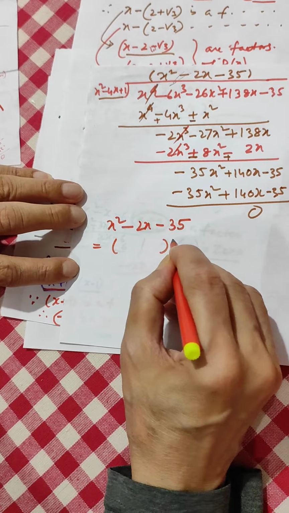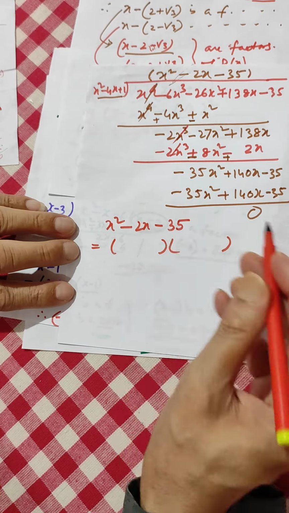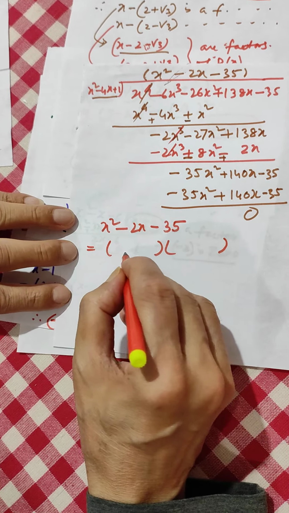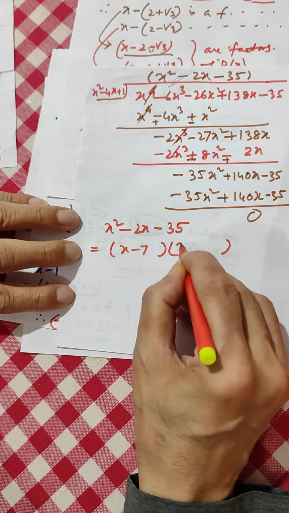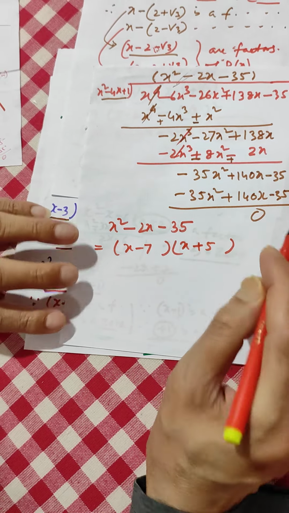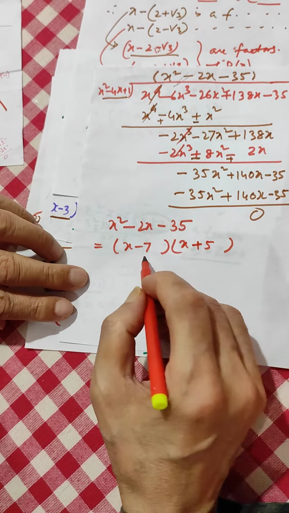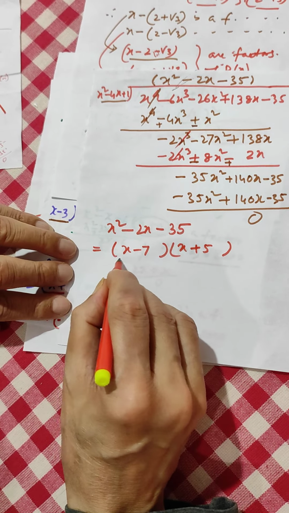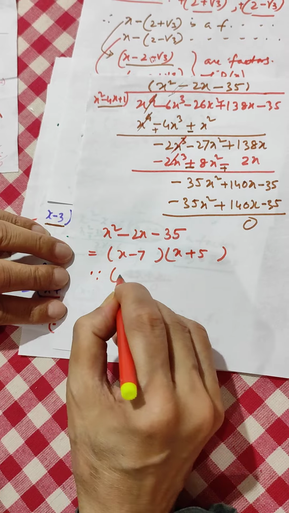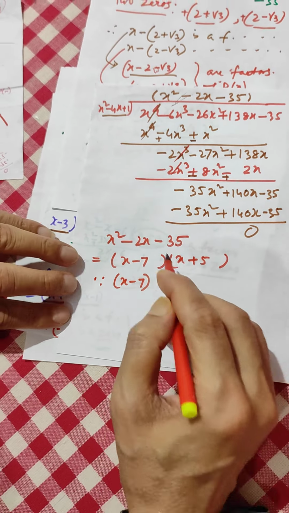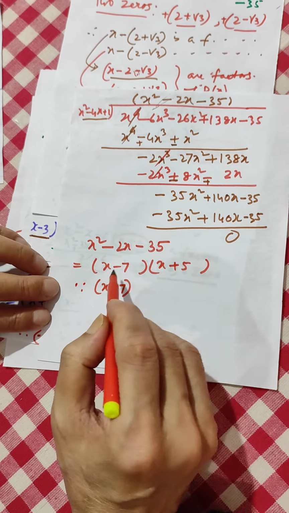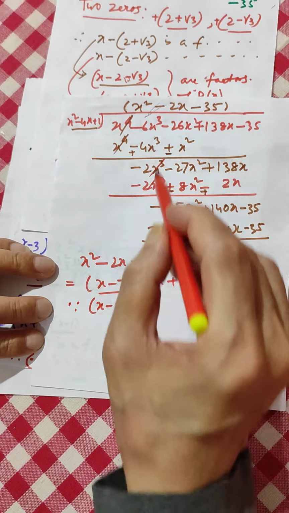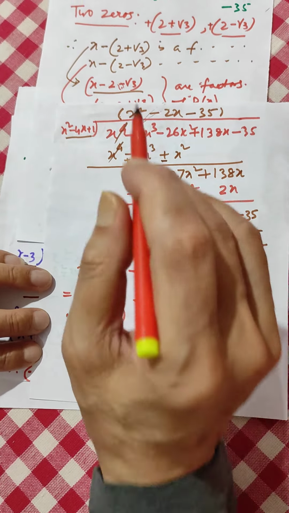So we factorize by the middle term method. I will not show you the middle term method, you already know it. So you will get x minus 7 and x plus 5. Do it by the middle term method. So you will get these two factors. Now x minus 7 is a factor of the polynomial, and this also is a factor of the given polynomial.